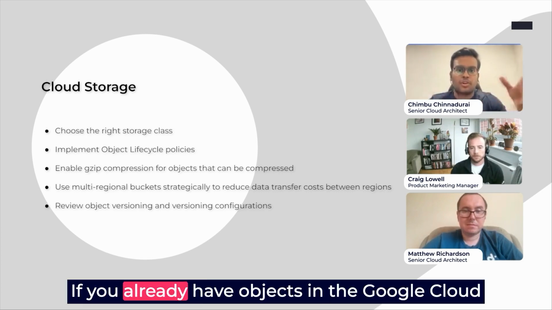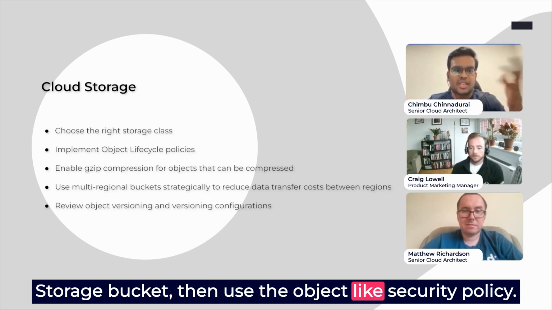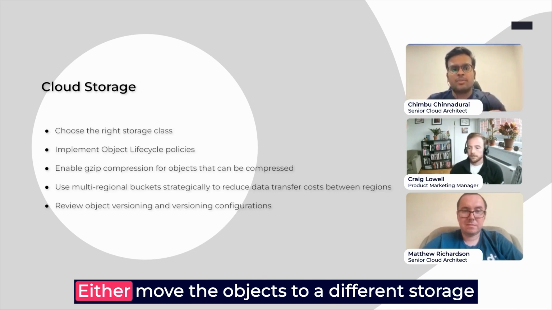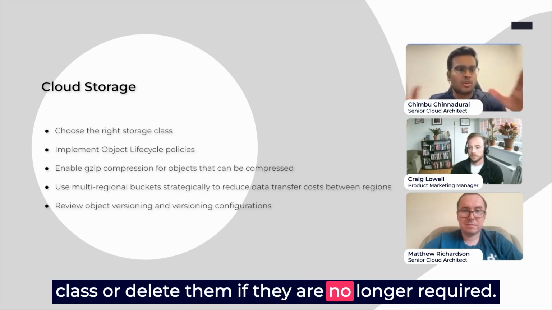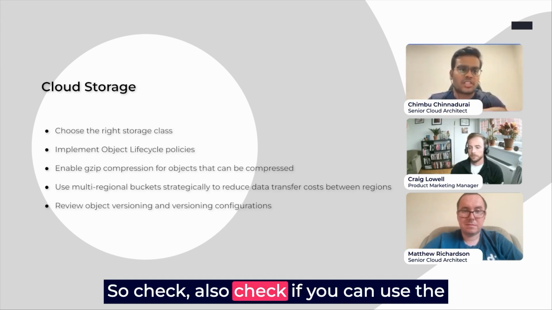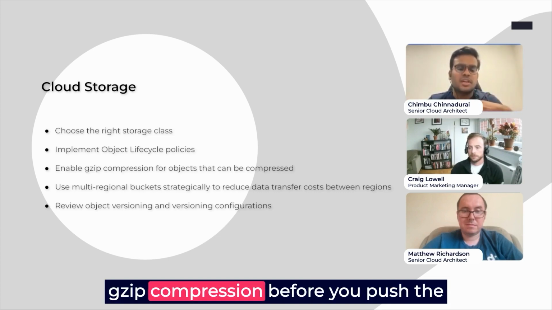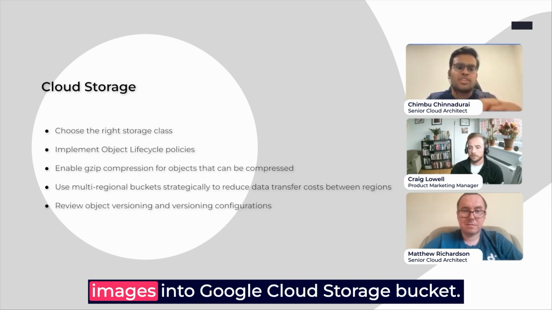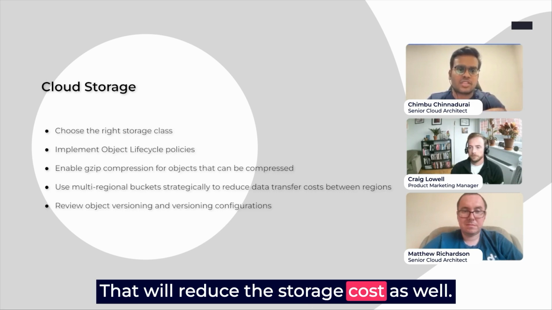Yeah, definitely. If you already have objects in the Google Cloud Storage bucket, then use the object lifecycle policy. Either move the objects to a different storage class or delete them if they are no longer required. Also check if you can use compression before you push the images into the Google Cloud Storage bucket. That will reduce the storage cost as well.